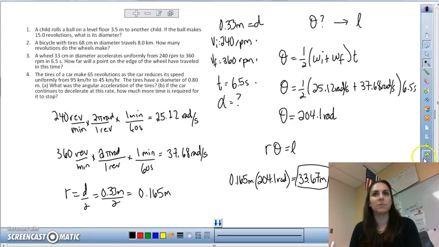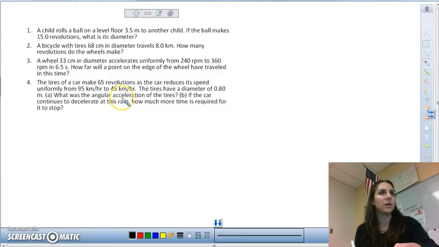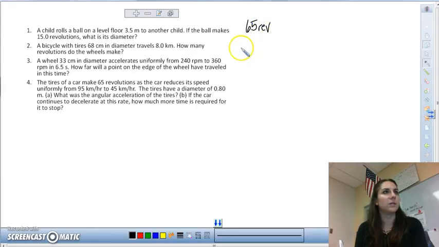Alright, let's do the last problem. Tires make 65 revolutions, and then it goes from there to there. What's the angular acceleration, and how much time is required for this to stop? So let's take a look at that. We have 65 revolutions, and we can convert that into radians. We have 95 kilometers per hour, which eventually we would like to convert to radians per second.